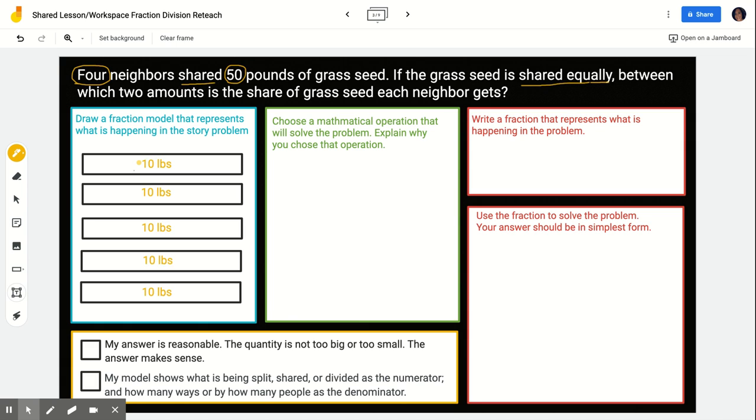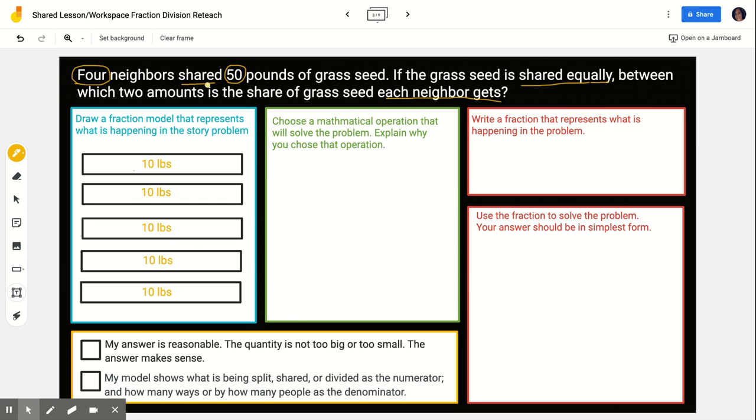So the first part says, draw a fraction model that represents what's happening in the story problem. So I'm going to go back and read it one more time. I've already set this up so you didn't have to watch me duplicate all those shapes. It says 4 neighbors shared 50 pounds of grass seed. I'm not even going to read that second part because first we want to know how much each neighbor got. So again, I'm going to model what I'm reading in the problem. It says that they shared 50 pounds. So what they're sharing gets drawn as the fraction.